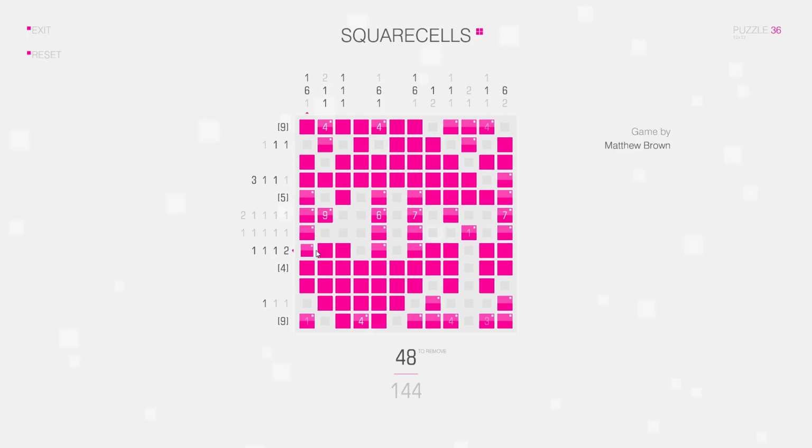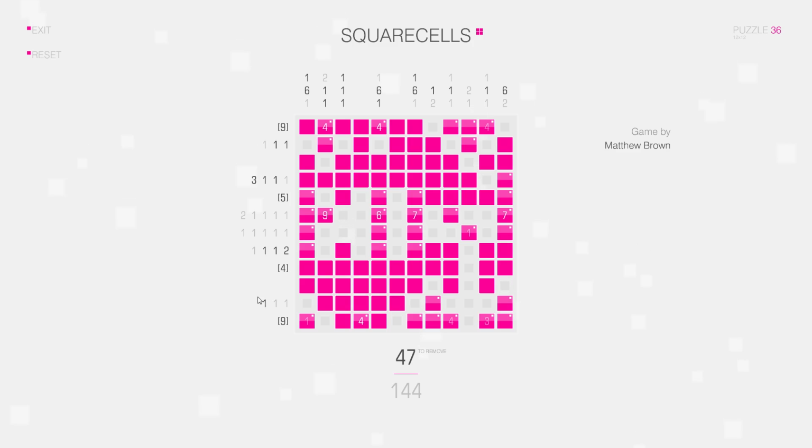Now we have one square here, I can delete this one, and two separate squares and two connected squares. The two connected squares can be positioned either here or here, so I can't do anything else in this row. So let's look at this clue now.